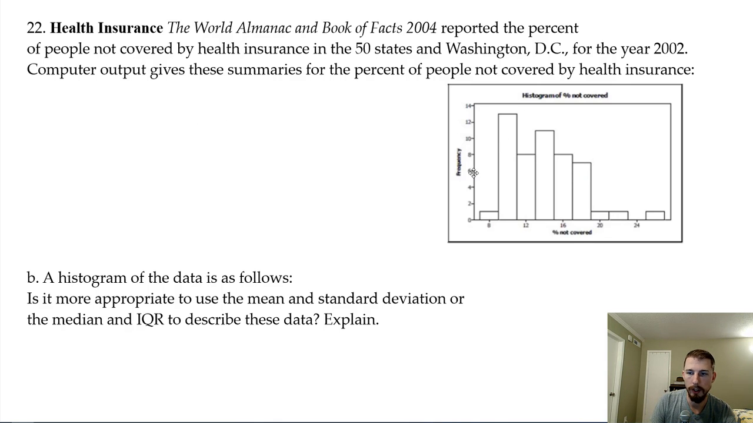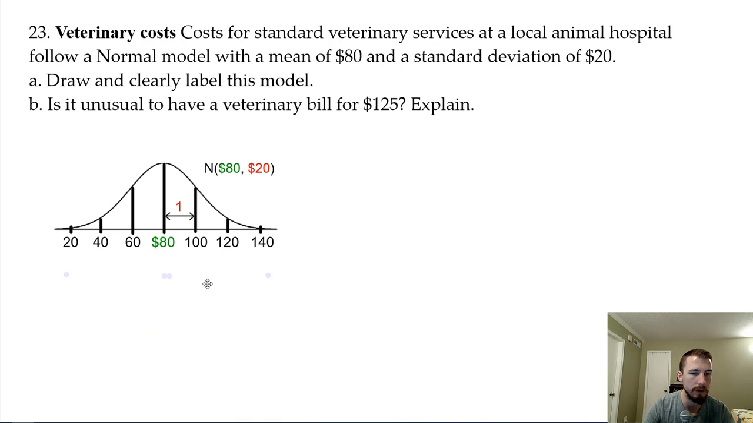Okay, so looking at the histogram here, is it appropriate to use mean and standard deviation or median and IQR? So it does look like it's more or less unimodal here, but it is clearly skewed to the right. So we would not use mean and standard deviation. Instead, we would use median and IQR, because when we have data that is not unimodal and symmetric, we cannot use mean and standard deviation because a bell curve is not appropriate.